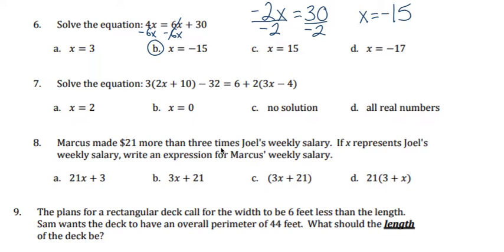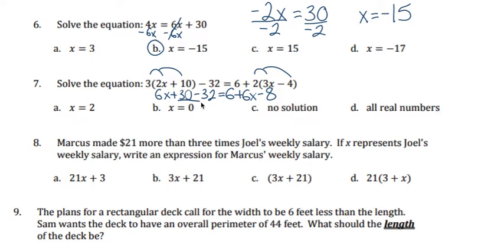Number 7. 3 times the sum of 2x and 10 minus 32 equals 6 plus 2 times the difference of 2x and 4. Our first step here is going to be to distribute the number on the outside to the inside of the parentheses. 3 times 2x will be 6x. 3 times 10 will be 30. Minus 32 equals 6 plus 2 times 3x will be 6x. 2 times negative 4 will be negative 8.